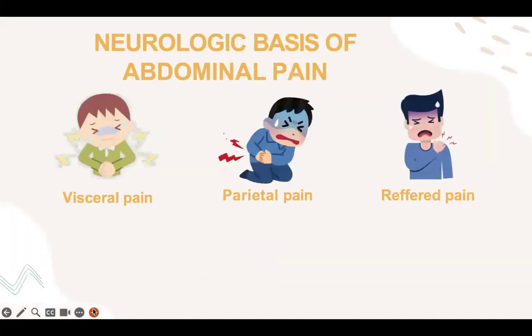So what is the neurologic basis of abdominal pain? Abdominal pain can be visceral pain, parietal pain, and referred pain. Depending on this explanation, like parietal pain, we can explain even the extra-abdominal causes of pain abdomen. Visceral pain will mostly explain the intra-abdominal causes, and parietal and referred pain can explain the extra-abdominal causes of abdominal pain.